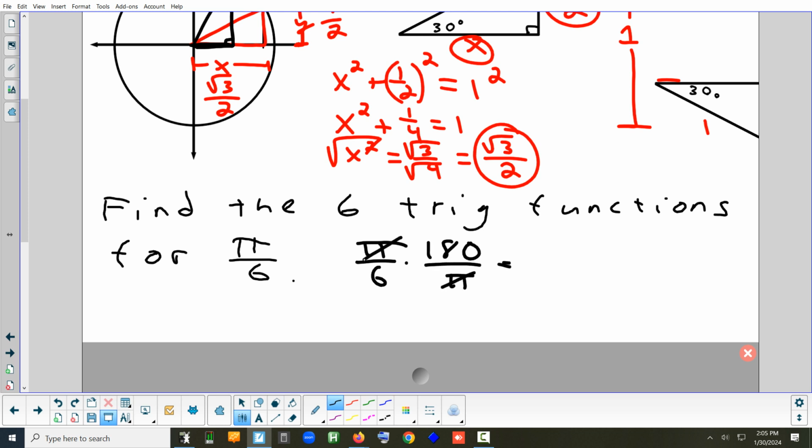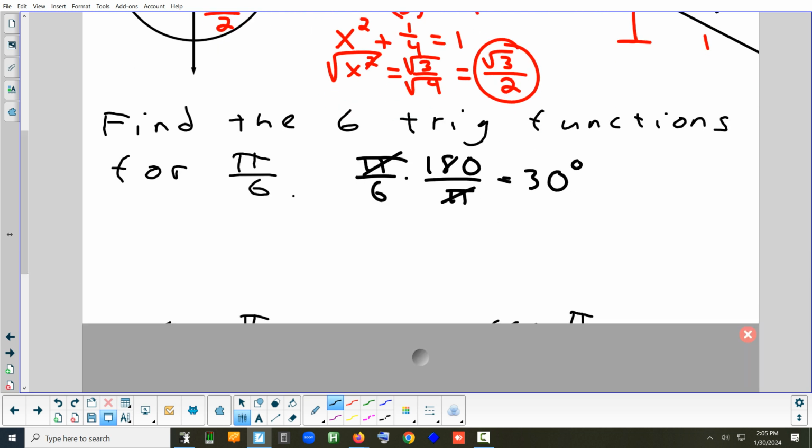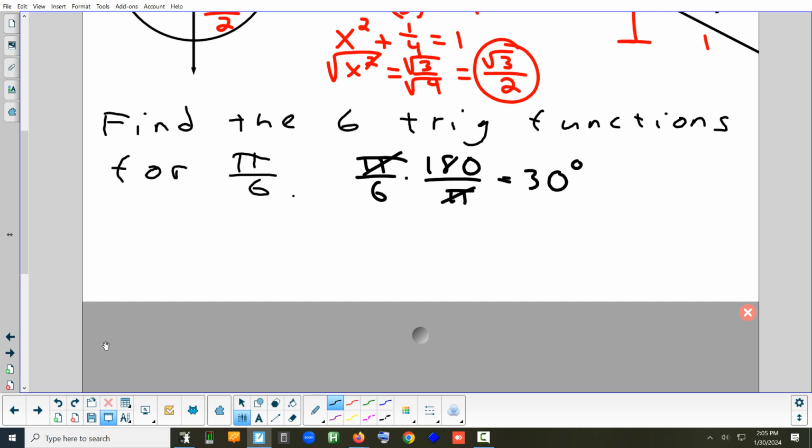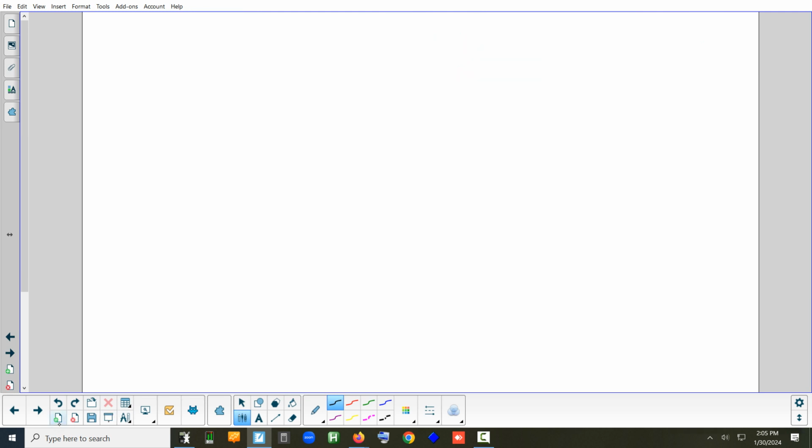And what's 180 divided by 6? 30. Okay, so this is a problem about the 30-degree angle. And now let's see if we can remember the coordinate. What are the two numbers that come up when you're dealing with a 30-degree angle? You don't have to tell me in the right order, just the two numbers.